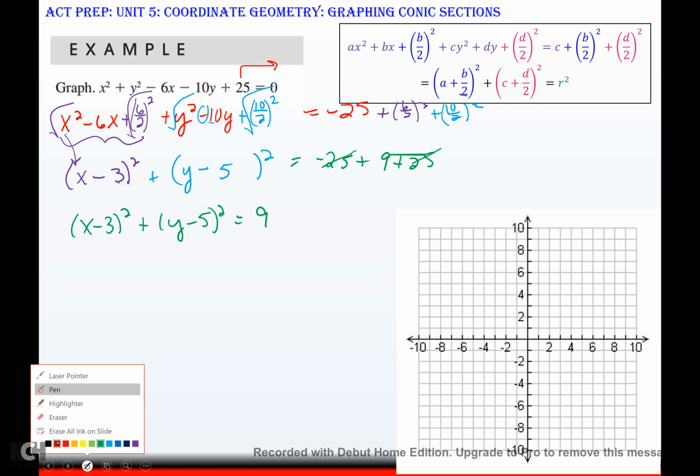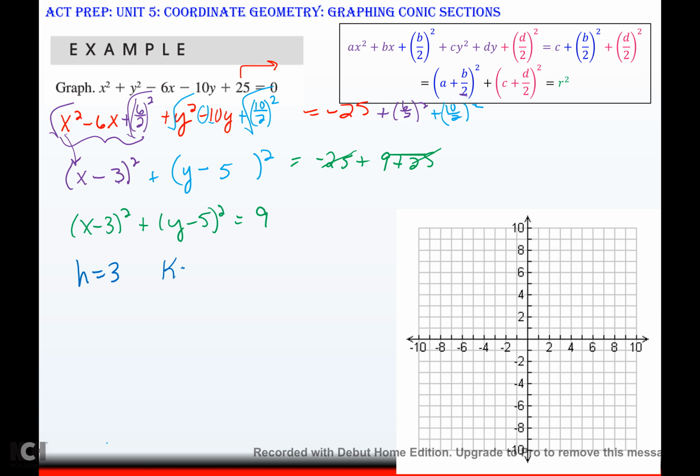Which makes my h 3, that would make k 5, and that would make r 3, because this is r squared, so square root it to get your r. So the center of my circle is at (3, 5). So 3, 5, make a dot. And then your radius is 3, so 1, 2, 3 out, 1, 2, 3 up, 1, 2, 3 out, 1, 2, 3 down. Draw your circle, and there you go. Pretty cool.